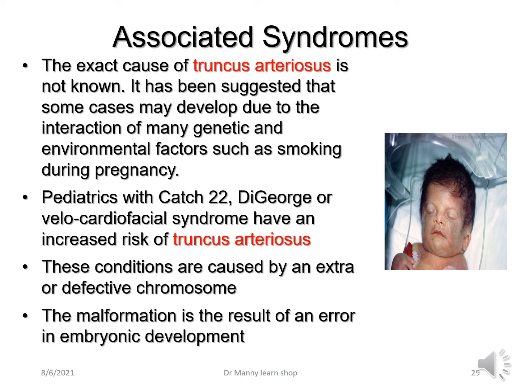In pediatrics with Catch-22 syndrome and DiGeorge syndrome or velo-cardiofacial syndrome, they have an increased risk of having associated Truncus arteriosus. These conditions are caused by an extra or defective chromosome. The malformation, however, is the result of an error, as I indicated, during embryonic development.